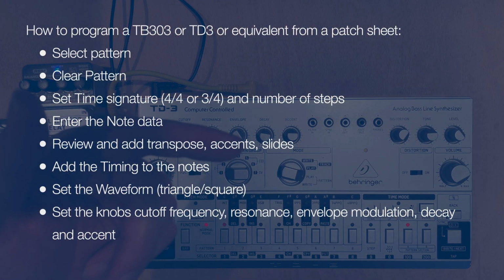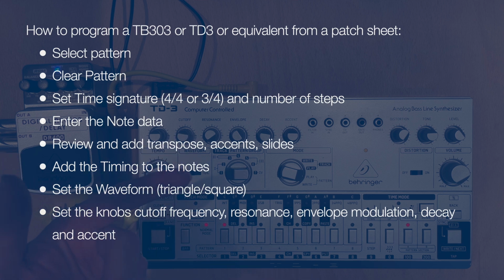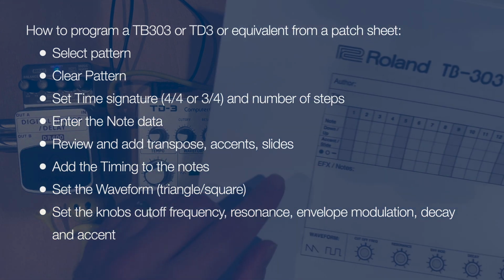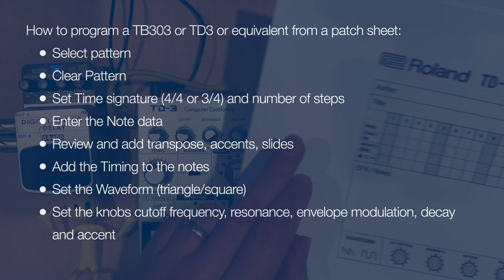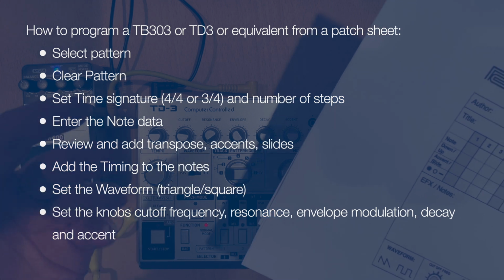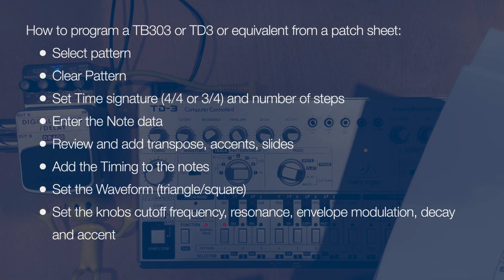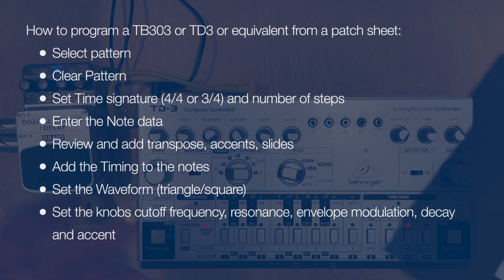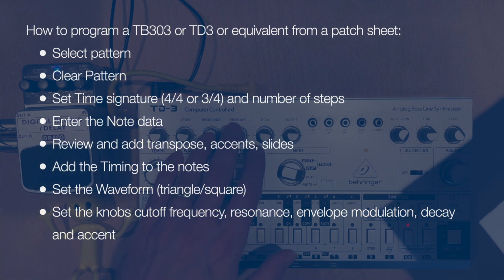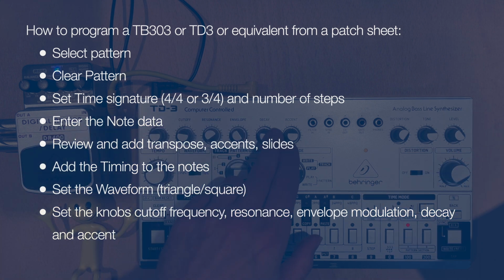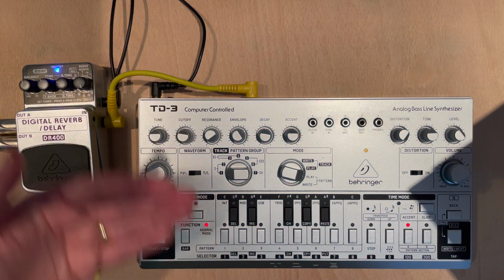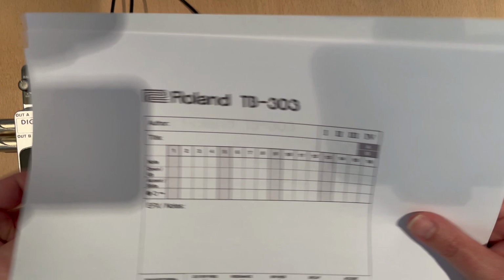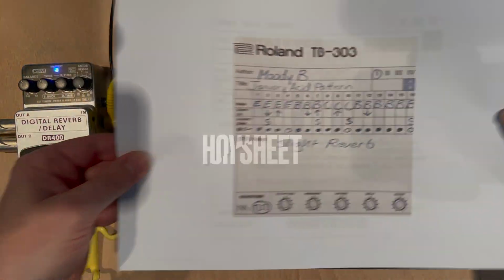First of all, we'll show you how to select the pattern, how to clear a pattern, how to set the time signature, so 4/4 or 3/4, and how to set the number of steps. We'll then show you how to enter the note data, how to review those and to add the transpose, accents, and slides. I will then also show you how to add the timing to the notes, and then we will set the waveform and set the knobs for cutoff, frequency, resonance, envelope modulation, decay, and accent. So that's the approach that you always go through when programming a TB303 or equivalent from a sheet like this. So let's get stuck in.